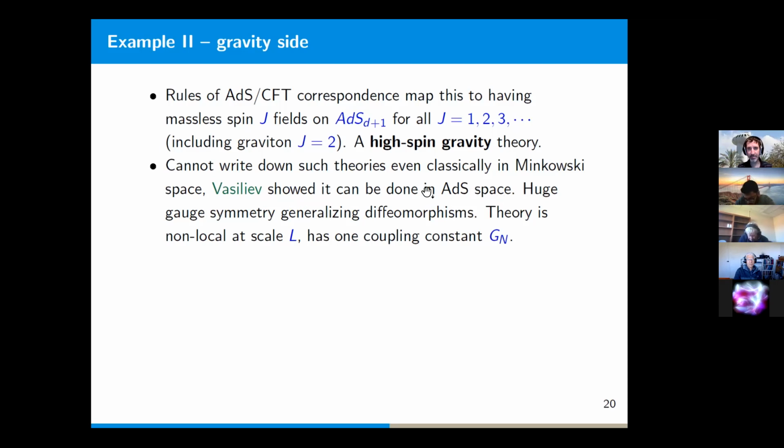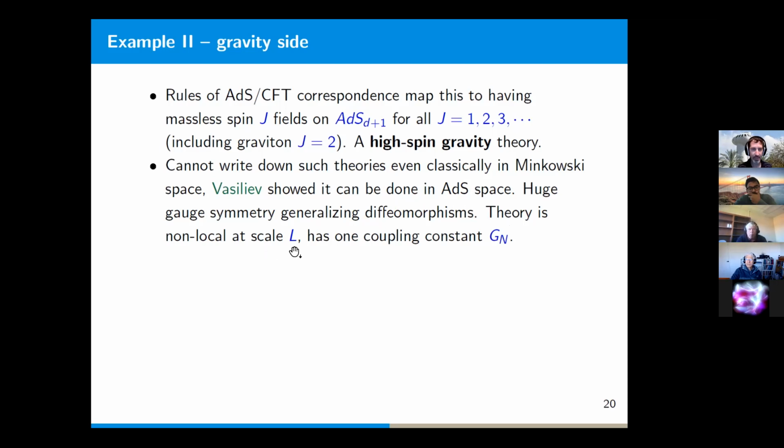And these theories, of course, have a huge gauge symmetry. Just like the spin 2 massless field is associated with the diffeomorphism symmetry, each of these massless spin J fields is associated with a huge symmetry group of its own. So these theories have some huge gauge symmetry. And these theories, again, are known as just classical equations of motion for these high-spin fields in anti-de Sitter space.